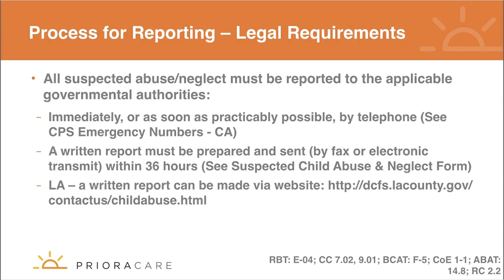So let's review the process for reporting with regard to the legal requirements. Specifically, all suspected abuse or neglect must be reported to the applicable governmental authorities immediately, or as soon as practically possible, by telephone. Please see the CPS emergency numbers for California in the training resources. Also, a written report must be prepared and sent by fax or electronic transmit within 36 hours. Also, please see the written Suspected Child Abuse and Neglect form provided as a resource. Additionally, in Los Angeles County, a written report can be made via their website, which is dcfs.lacounty.gov/contactus/childabuse.html.